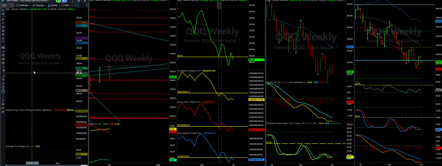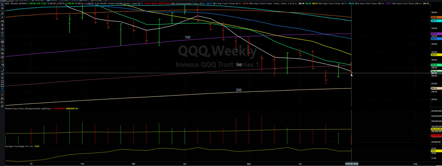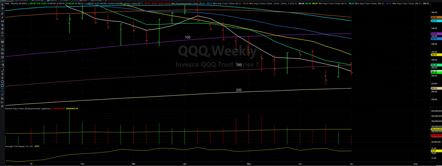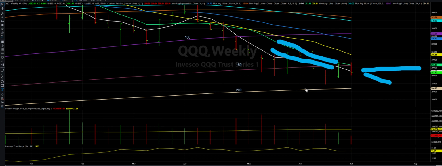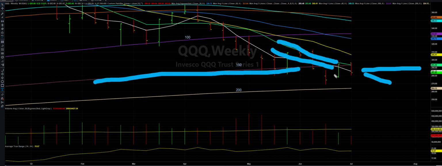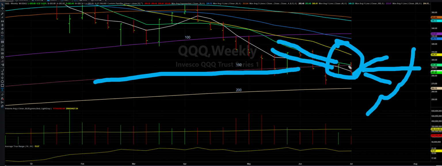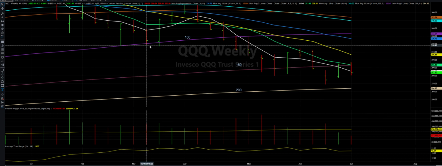Let's just go back to this chart one more time. Please don't underestimate this. All this overhead resistance: this downward trending 4-week moving average, we close below it on the Qs. This downward trending 8-week moving average, we close below it on the Qs. The 150-week moving average, we're still below it on the Qs. Please don't underestimate all of this overhead resistance. If the Qs start moving up, it has a lot to get through.